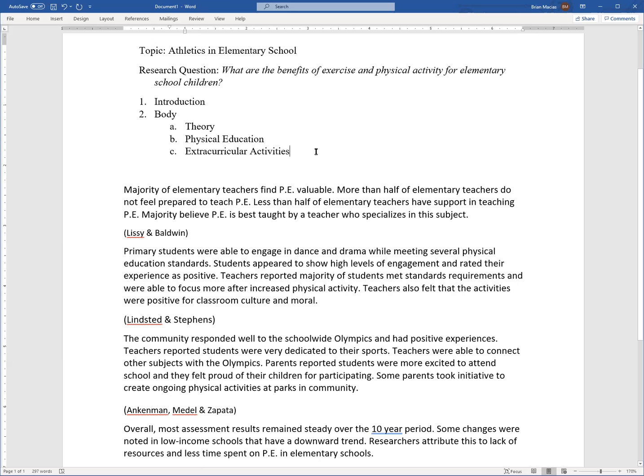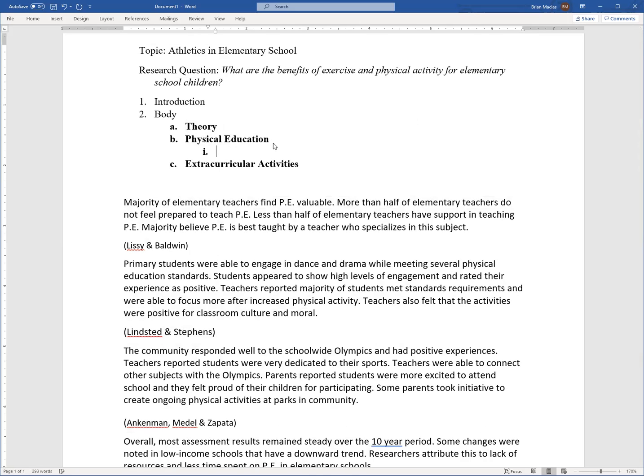Okay. So now I've got three major topics here that I want to cover in my paper. And what I want to do is figure out my main points that are going to go into these. And these will very likely later on become my major level 1 headings. Okay. So I'm going to just start with these two that are going to rely upon my articles. And what did I find out about PE? Well, let's go see.